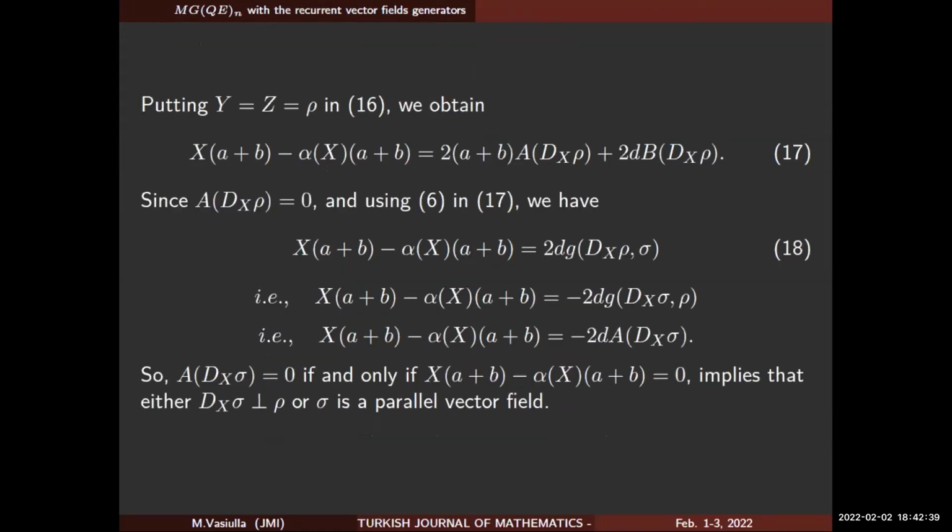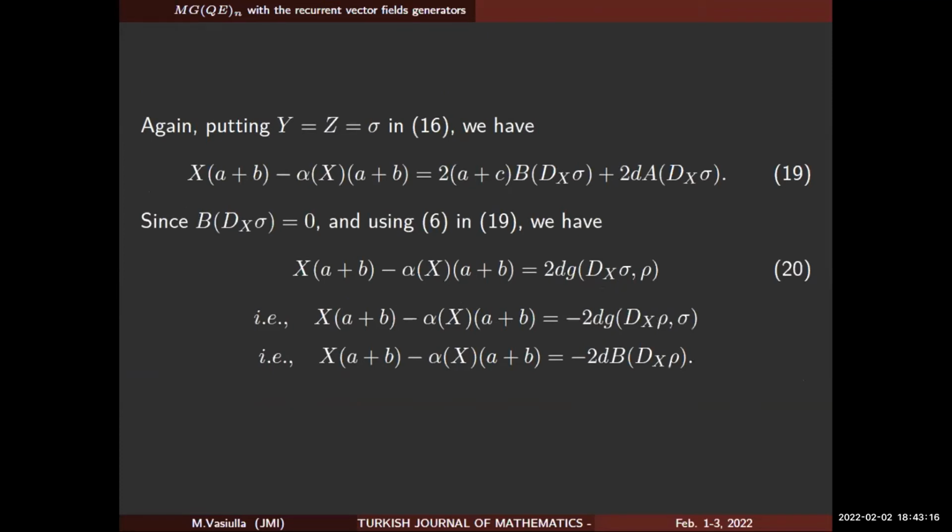If we put y equal to z equal to rho in the previous equation 16, we obtain equation 17. Since dx rho equal to 0, and using 6 in 17, we have equation 18. So dx sigma equal to 0 if and only if x a plus b minus alpha x a plus b equal to 0, which implies that either dx sigma is perpendicular to rho or sigma is a parallel vector field.